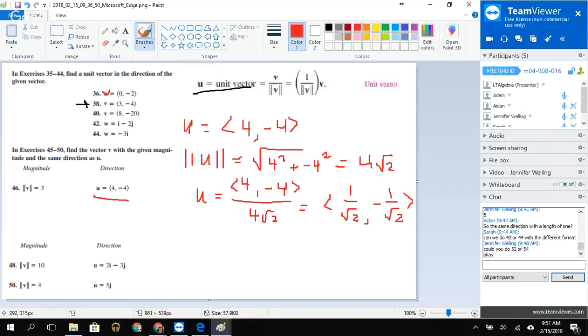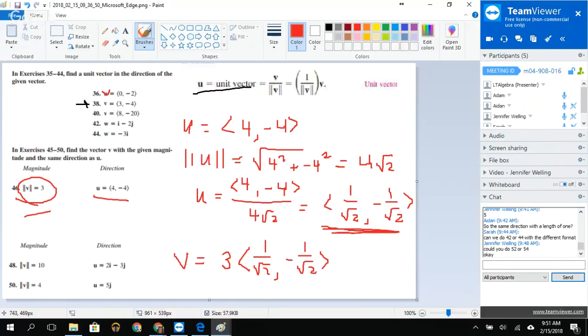right? And then we know that our vector v has the magnitude of 3. So if we know the direction, we have the direction and we have the magnitude. If we multiply the direction by the magnitude, then we're going to end up with where our vector v is. So vector v is going to be 3 times 1 over the square root of 2, minus 1 over the square root of 2.